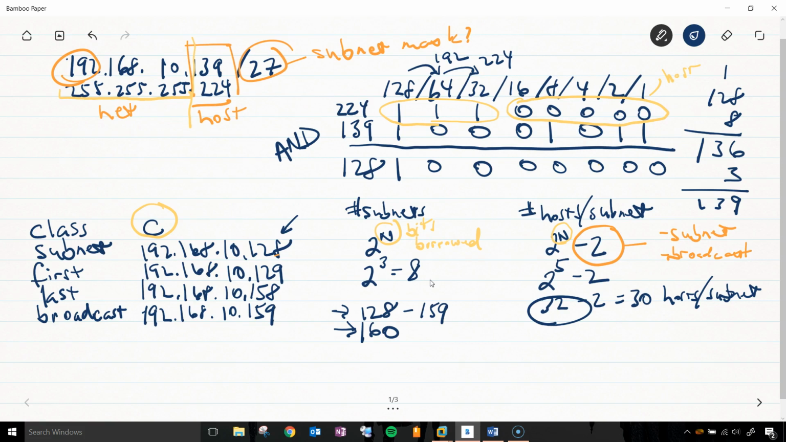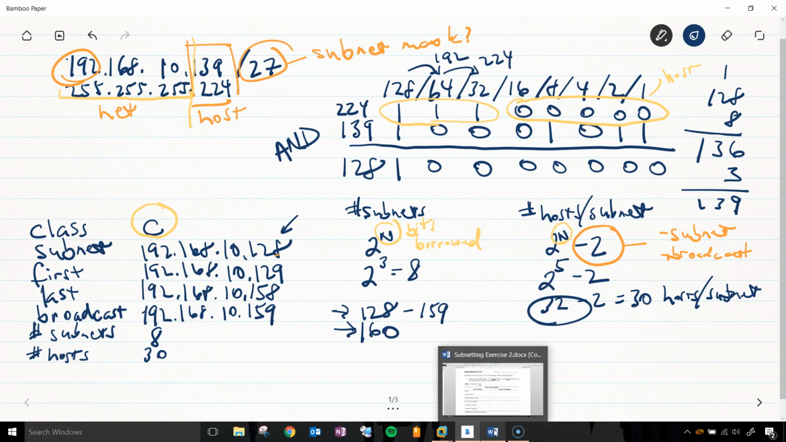Okay, just to complete, number of subnets, we had figured out there would be 8, and the number of hosts that are usable was 30. Okay, and that completes how to do the very first question. Okay, so let's do another one.